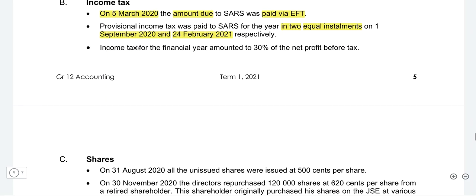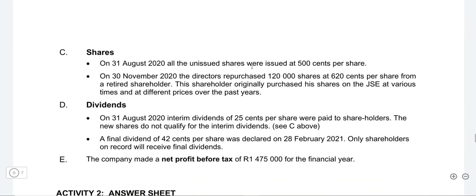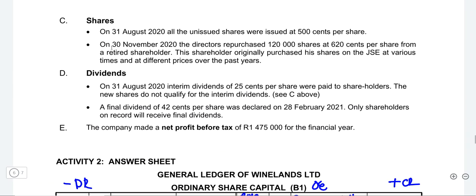Next, they're saying that income tax for the financial year amounts to 30% of the net profit. So we don't know if we'll be given the net profit or not, but we just know that income tax is 30% of the net profit. This information is very important. Okay, remember, it's 30% of the net profit before tax. And then next, they're giving information regarding the shares. Now, so this is what we need to do.